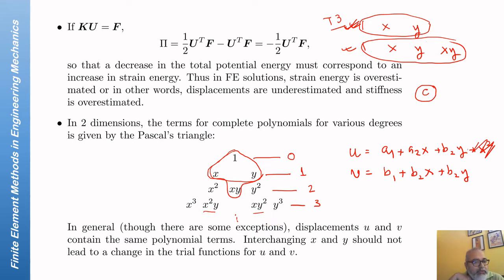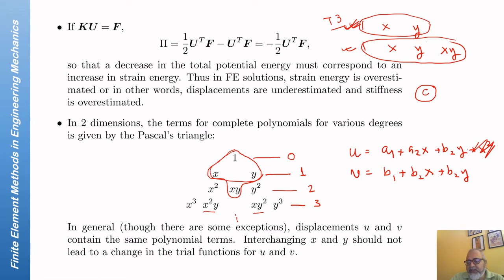So you have to choose terms which make interchanging x and y. So you have to add terms such that if you interchange x and y, the meaning of the polynomials, the trial functions that are used in the polynomial, are not changed.